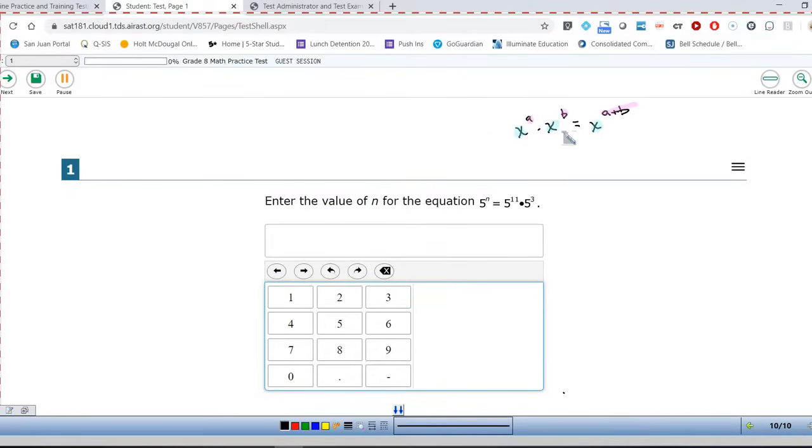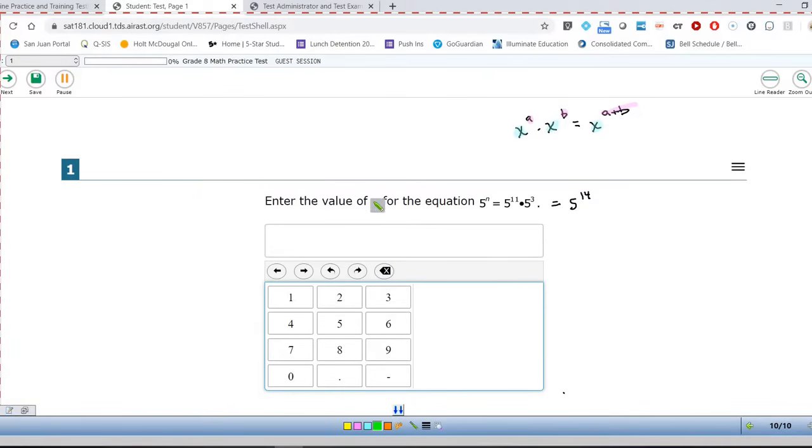So if we use this rule up here, the product rule for powers, we're going to keep the base the same. So 5 to the 11th power is 5 times 5 times 5, 11 times. 5 to the 3rd is 5 times 5 times 5. So the base stays 5. And again, we don't multiply, we add, and we get 14. So 5 to the 11th times 5 to the 3rd is 5 to the 14th.